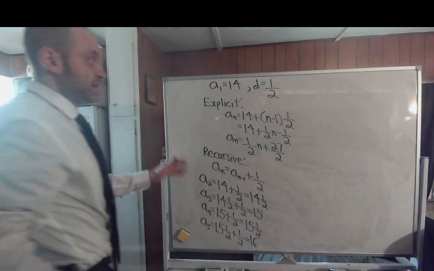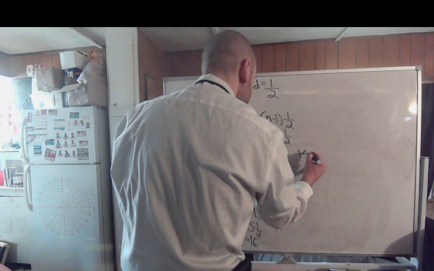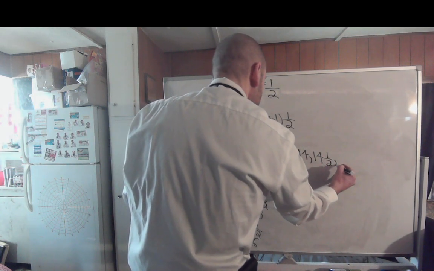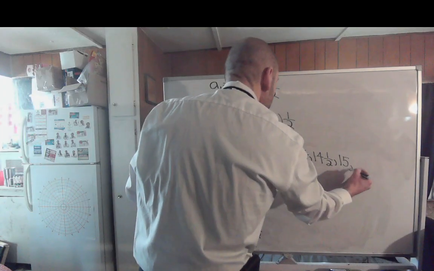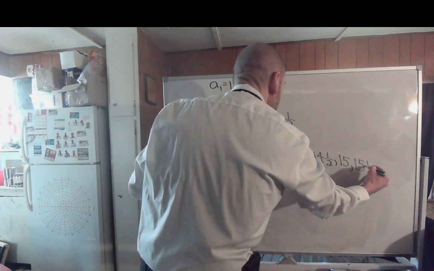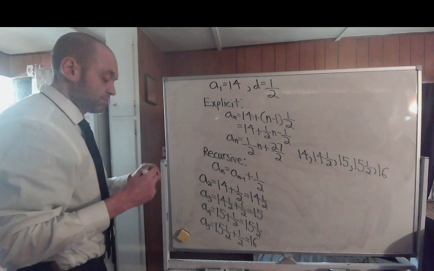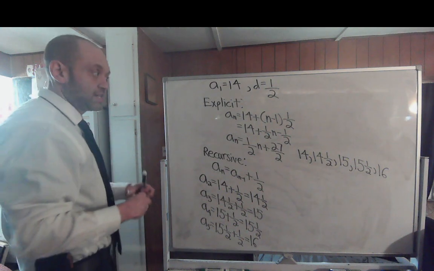So the first 5 terms of the sequence are going to be 14, 14.5, 15, 15.5, and 16. Those would be the first 5 terms of the sequence. And I got 2 more.